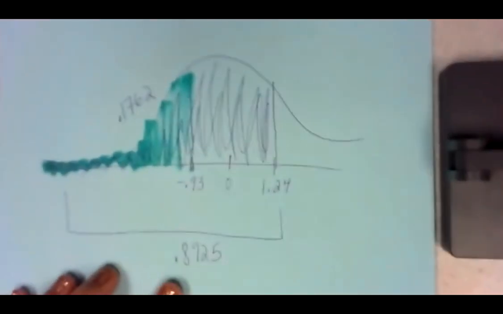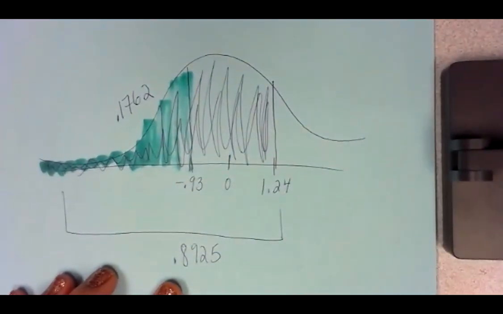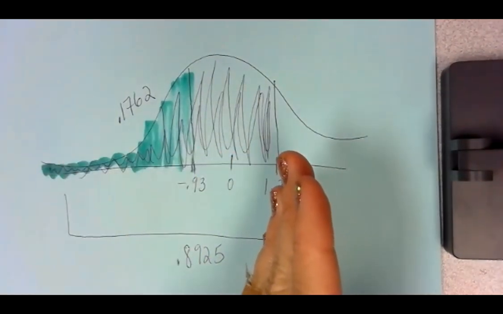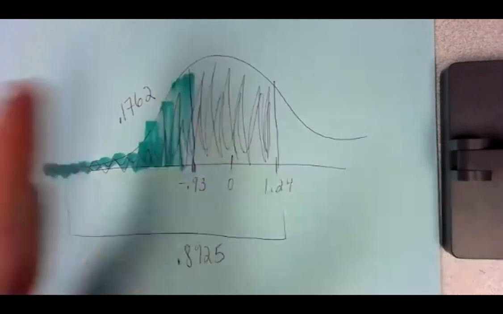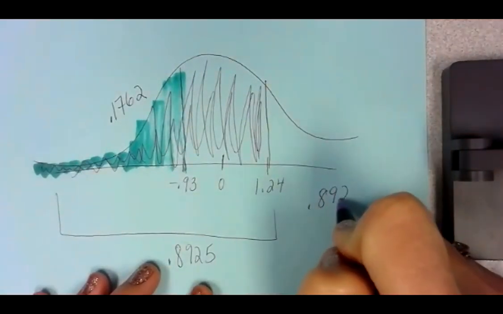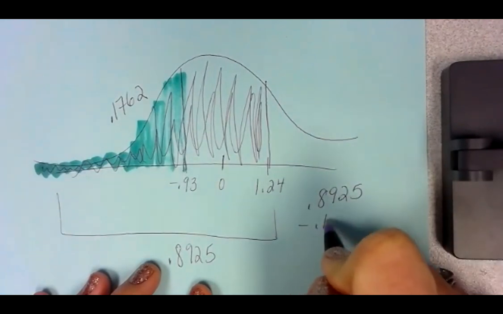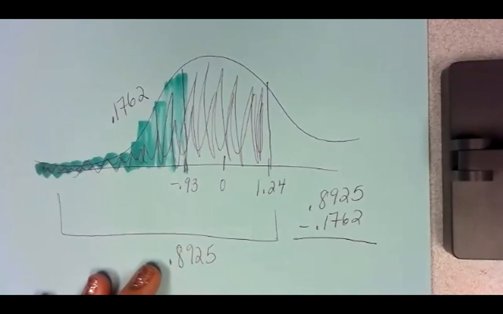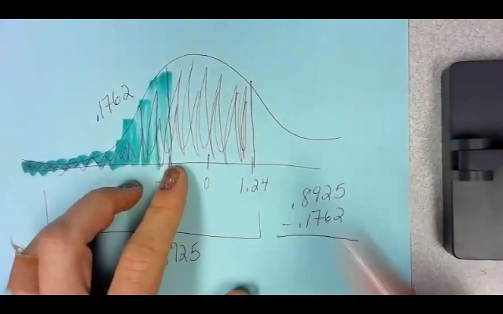Let's switch over to this camera. So the area all the way over is 0.8925. And I just need to chop off what's to the left. So you're going to do 0.8925 and subtract off 0.1762. And that will give you the area between the two.